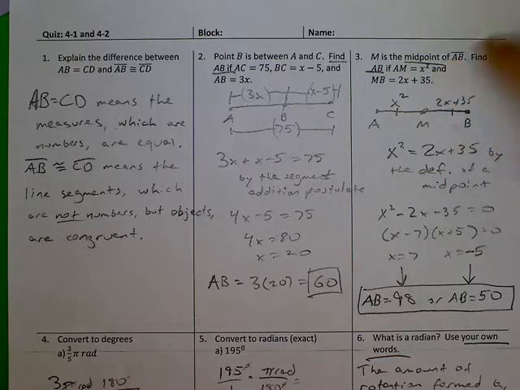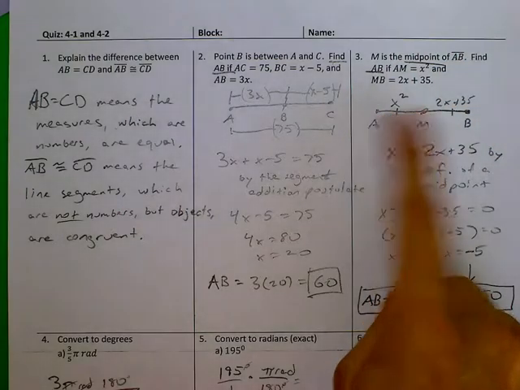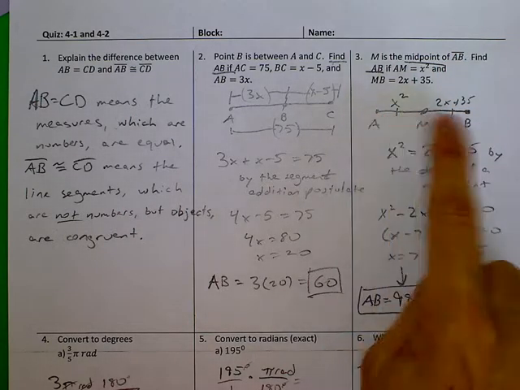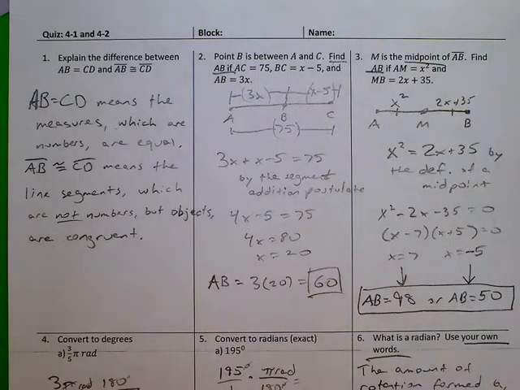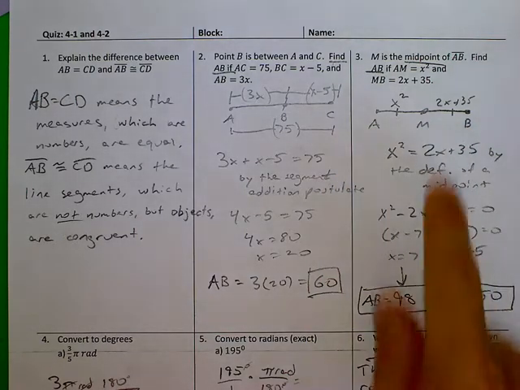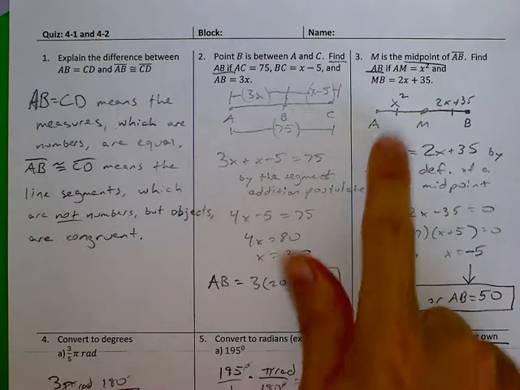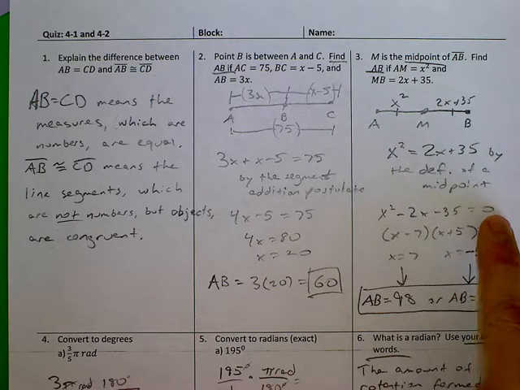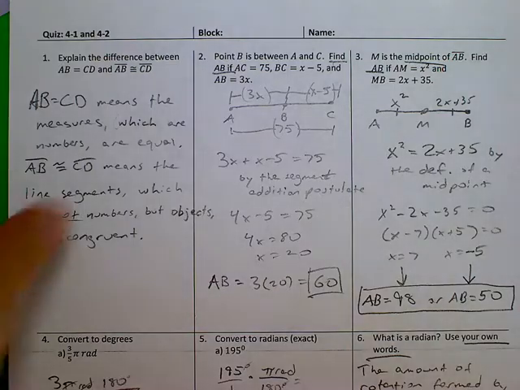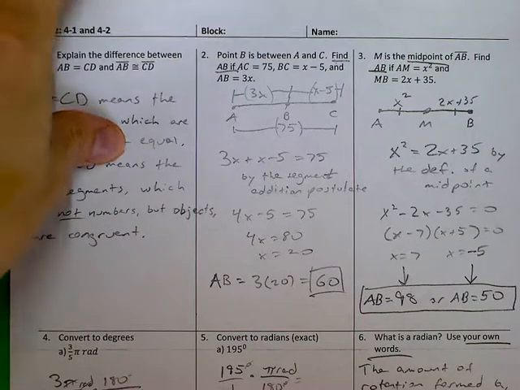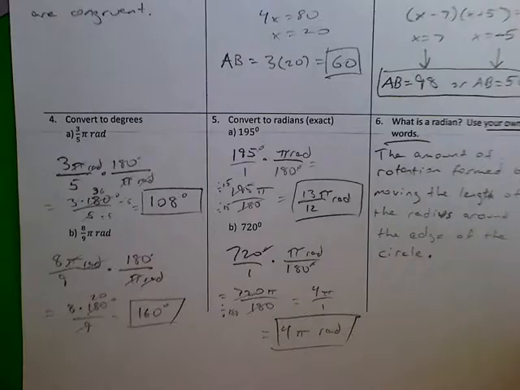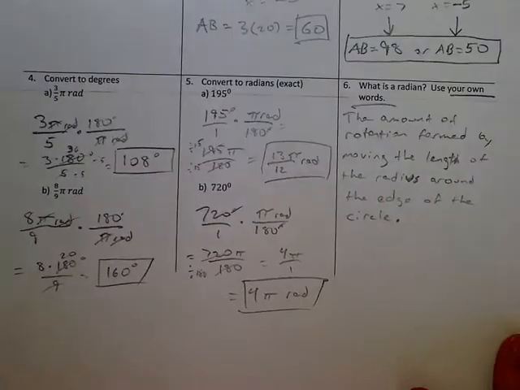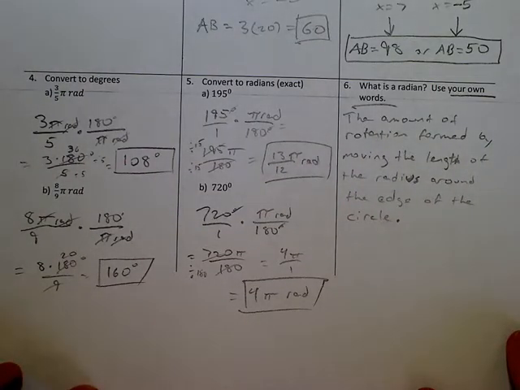Over here, we've got a midpoint, and a midpoint cuts a line segment into two congruent line segments. So that's the definition of a midpoint. So x squared should equal 2x plus 35, and then you solve it like a quadratic. Here are the answers to 4, 5, and 6. Pause the video if you need to write some of them down.